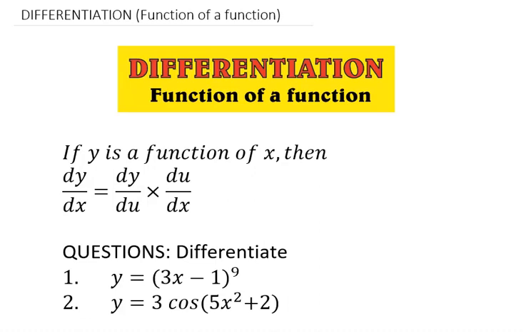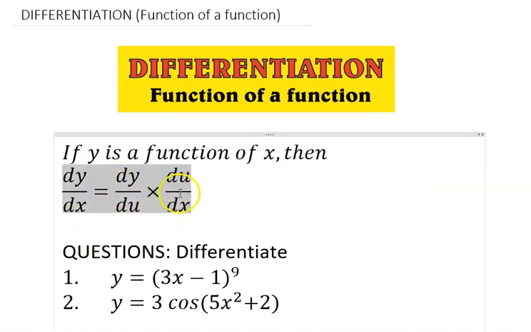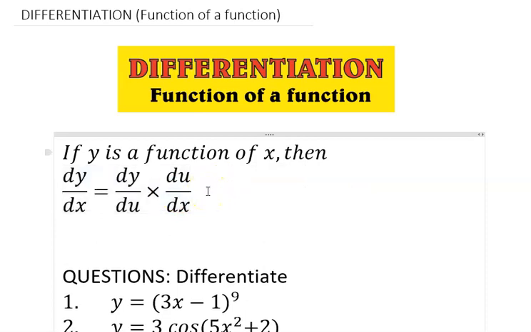As you can see on the screen, if y is a function of x, then dy/dx equals dy/du multiplied by du/dx. By implication, if this du cancels out, you will still be left with dy/dx. What do I mean? Let me quickly do that so that you can understand what I'm trying to explain.